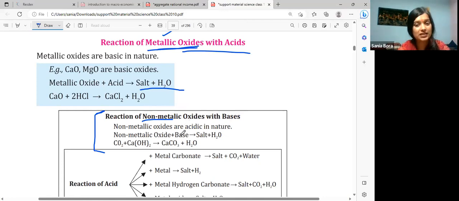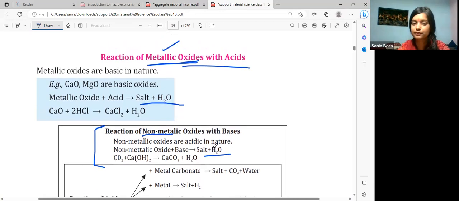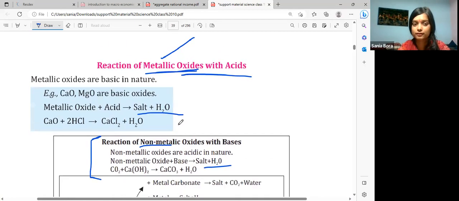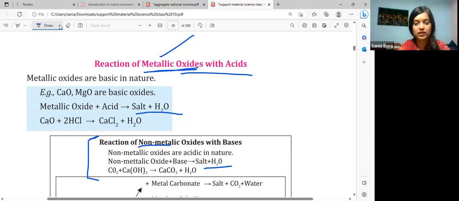Non-metallic oxide plus base will give you salt and H2O, and this is important for the exam. Clear? Yes, ma'am. Okay, quickly write it down. Then we'll discuss some examples.